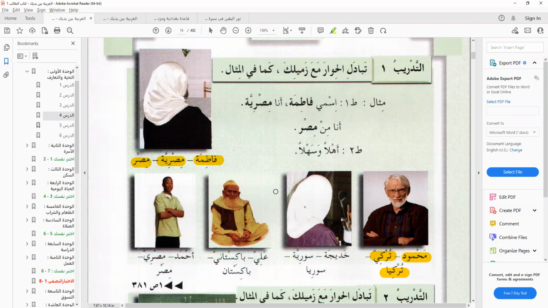Okay, this is the difference. If you check these two statements, look at these two statements, this one and this. The difference is this min. Ana min. Min means from. Okay, ana min, I am from. Ana, I. But the difference is that this is min, from, and that is the difference. Ana min Nigeria. Ana min Singapore. Ana min China. Ana min Australia. I am from Australia. Okay, but Ana Nigerian. If I say Ana Nigerian, I am in Nigerian. Is it clear now?